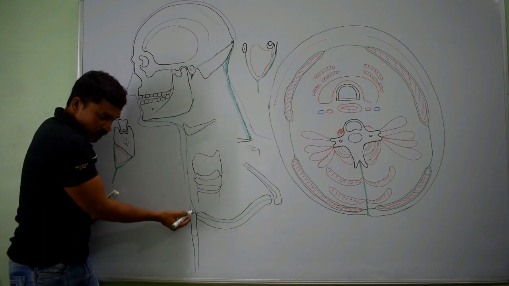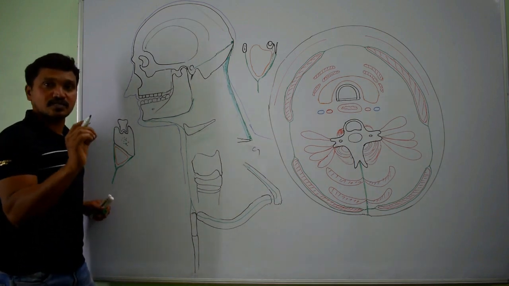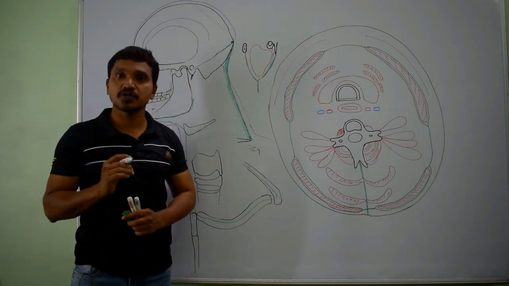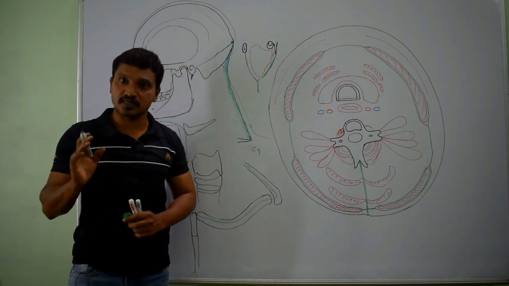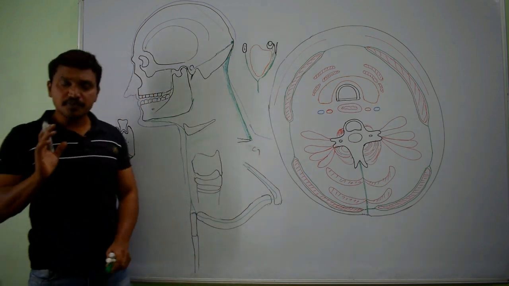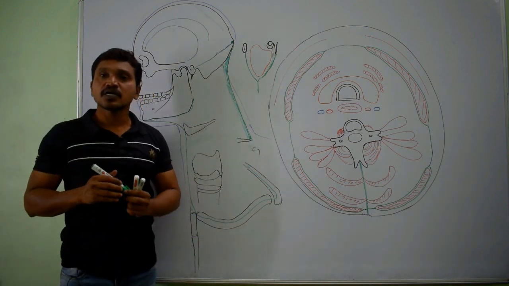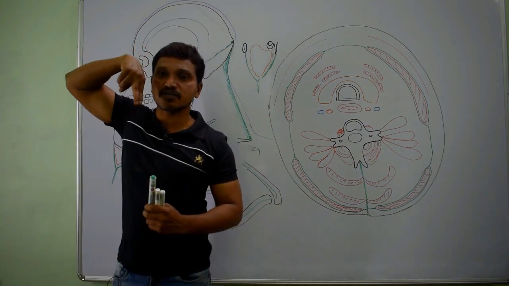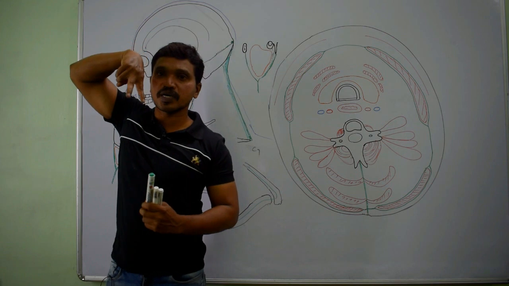This space we call suprasternal space, or suprasternal space of Burns, B-U-R-N-S, suprasternal space of Burns, right? So this space, how has it been formed? Just above the suprasternal notch, this investing layer of deep cervical fascia splits into two layers.